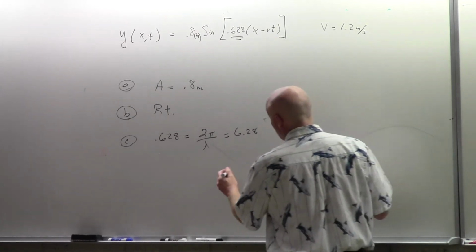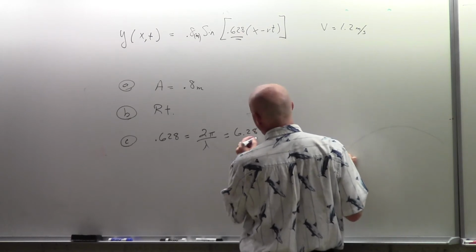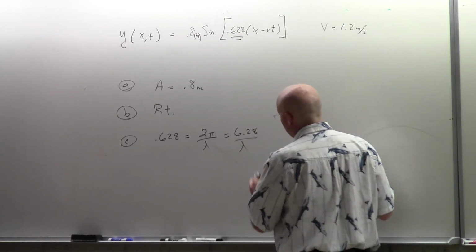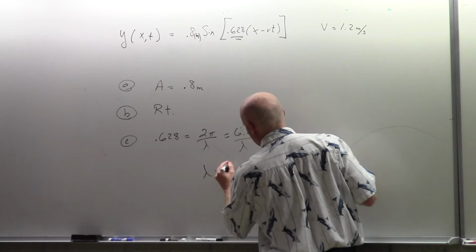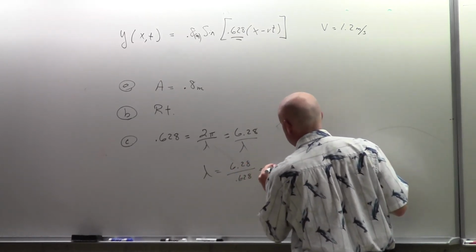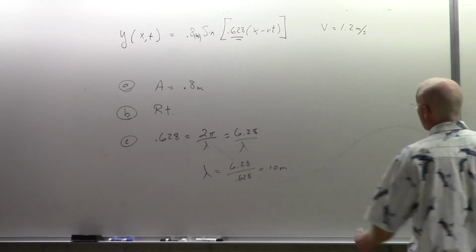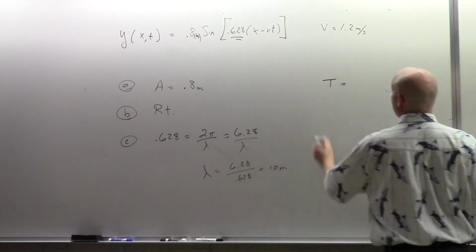All right. So lambda, over lambda, excuse me. And so when I move that to the other side, I get 6.28 divided by 0.628, which comes out to be 10 meters. So there's our wavelength. What is the period?